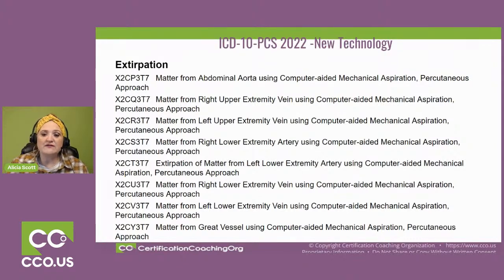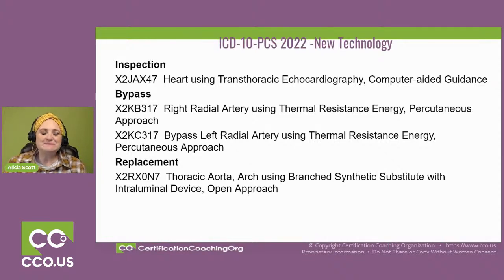What body areas? We have the abdominal aorta, right upper extremity, left upper extremities, and then we're going to lower extremities with the laterality and great vessels. Notice there at the bottom. Now, what makes the difference in those? Either we're using computer aided mechanical aspiration, or we are using, well, it says it's on all of those. So some we're doing percutaneous approach, and looks like they're all percutaneous approach. It's cool. Then we move to inspections.